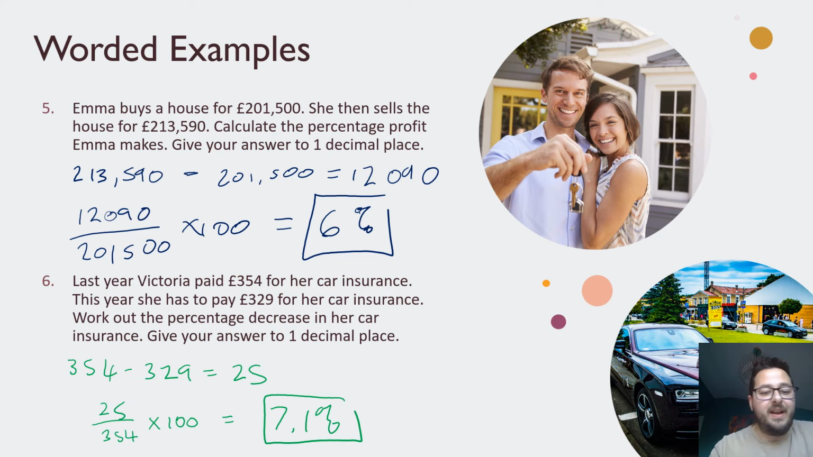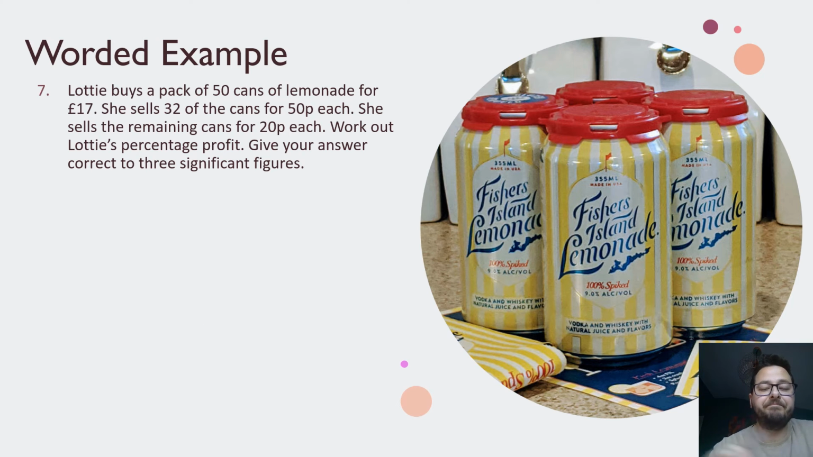All right then, and then finally, let's just do one more. This question says that Lottie buys a pack of 50 cans of lemonade for £17. She sells 32 of the cans for 50p each, and she sells the remaining cans for 20p each. Work out Lottie's percentage profit. Give your answer correct to 3 significant figures.